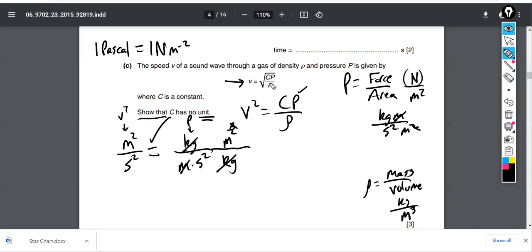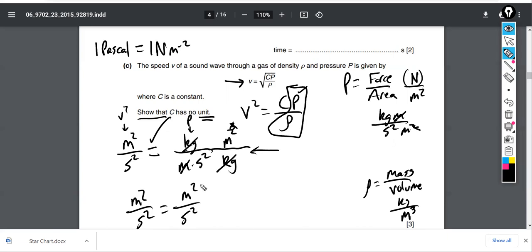For this equation to be valid, the units on the left have to equal the units on the right. And they do. They do just from the units of these guys. Like the units of pressure gave us this, and the units of density gave us this. And when we combine it all, the kilograms cancel, one of the meters cancel, and we're left with meters squared per second squared. The left equals the right. We didn't have to do anything with C. C doesn't have any units. It doesn't contribute any units to this calculation. And we've shown that. Mass is measured in kilograms.